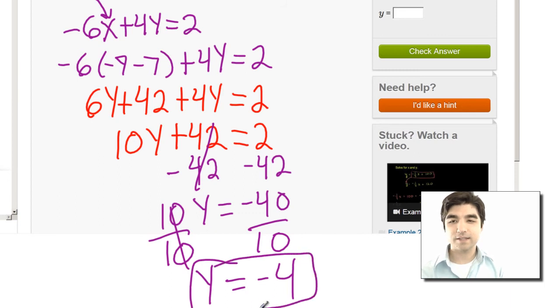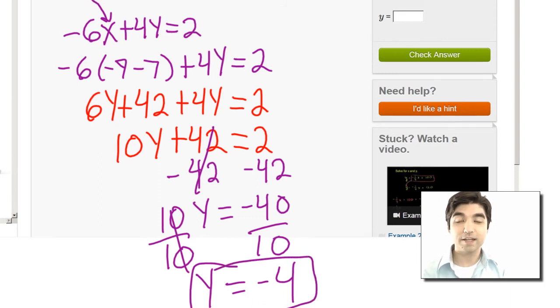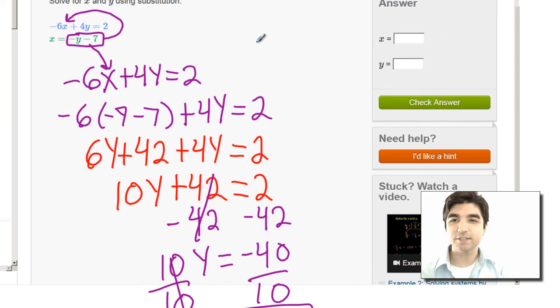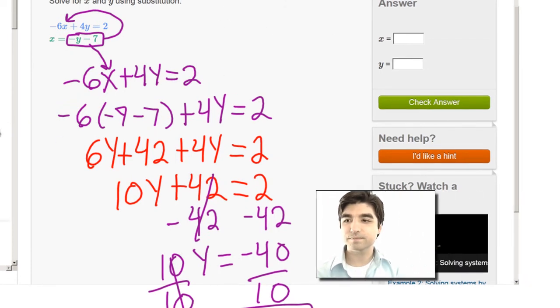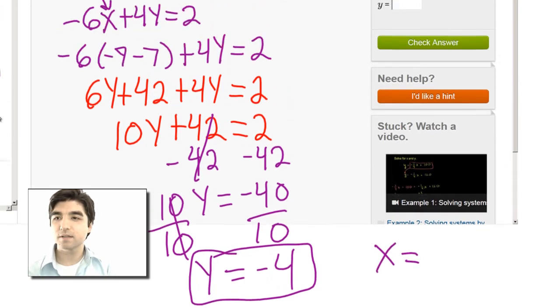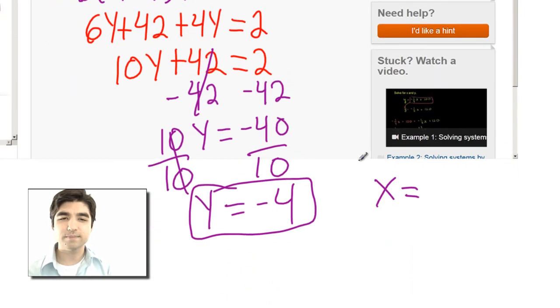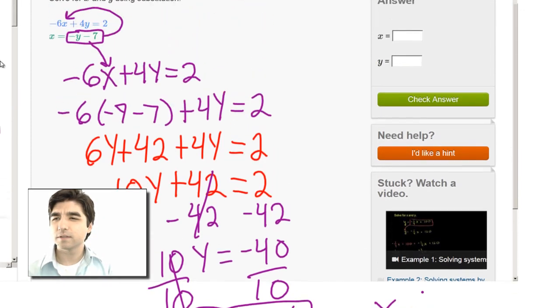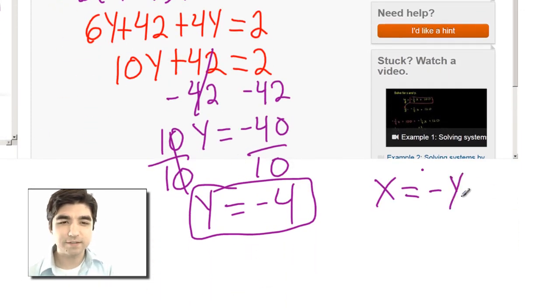Okay, then we take this negative 4 and we need to plug it back into one of the equations. Sorry, my brain's getting tired. The equation is x equals negative y minus 7, okay.